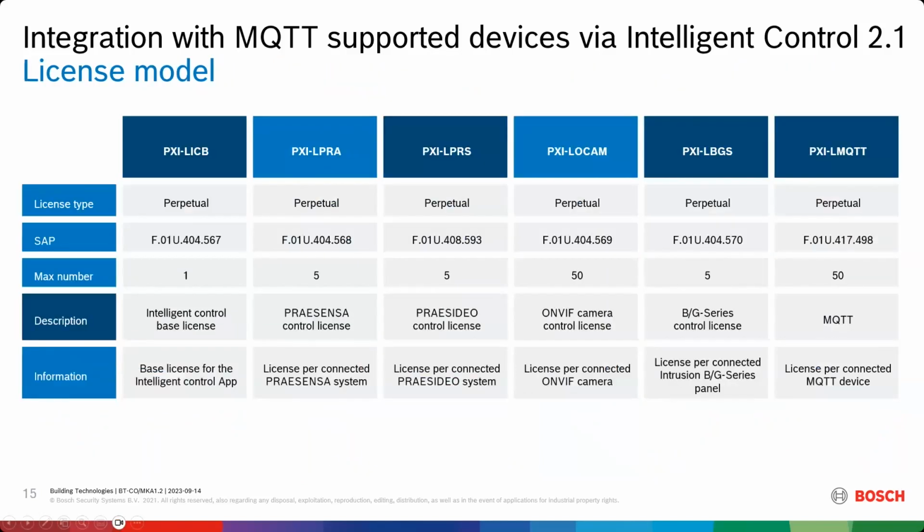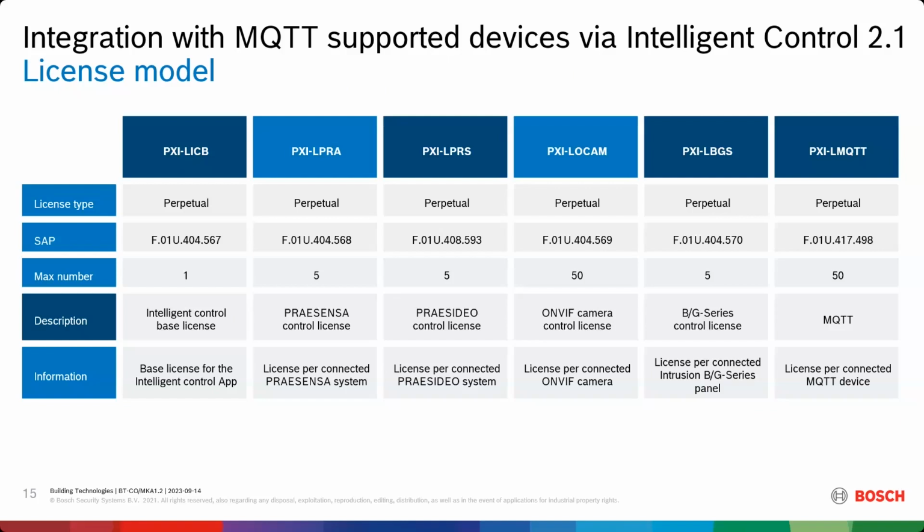Okay, so if we move on, these are all the devices that we can now connect to the PXI-Core, and it all starts with a license on the left, which is the base license. This allows you to use intelligent control applications. Then we have system licenses and sensor licenses. System licenses would be a PRAESENSA system, a Presidio system, a G-series system. And then we have sensor licenses, which is a camera or an MQTT device.